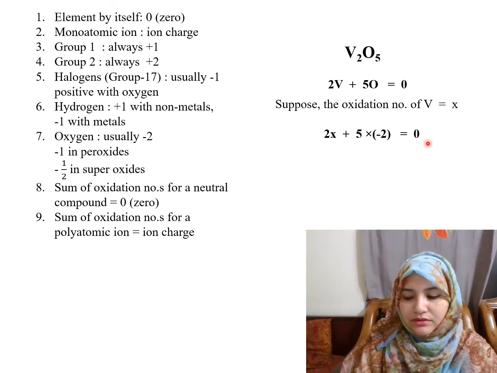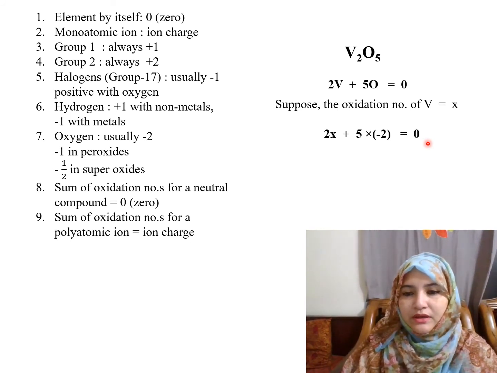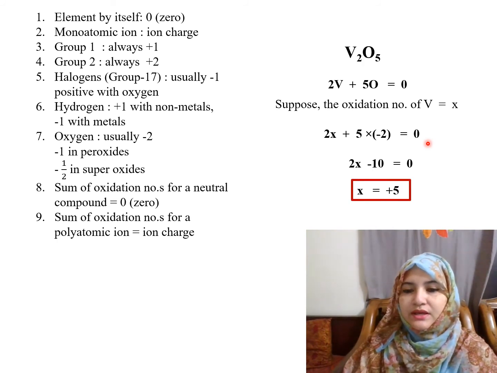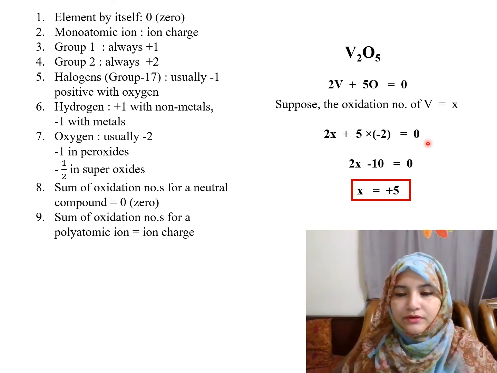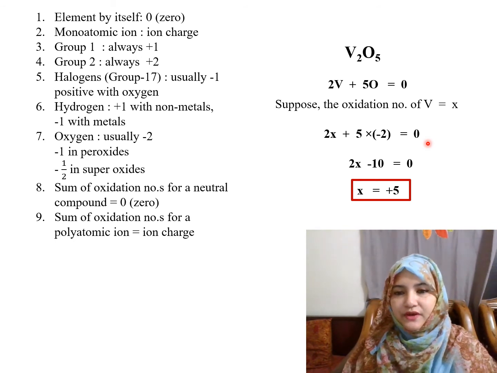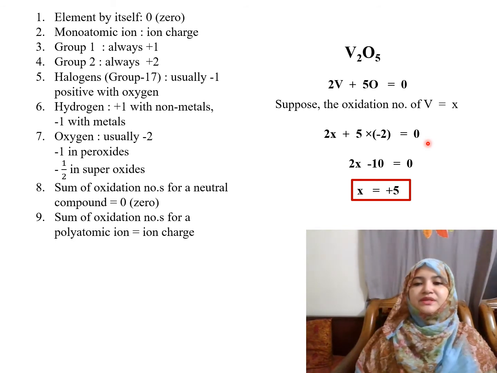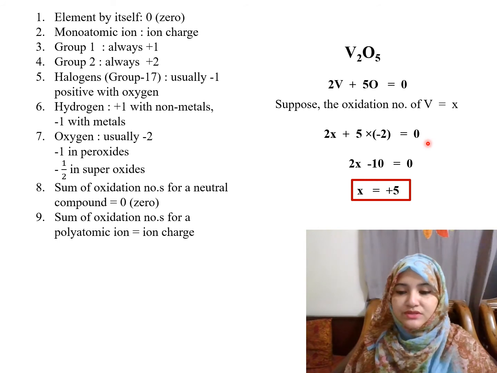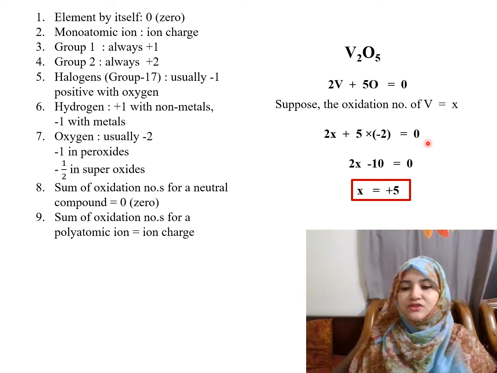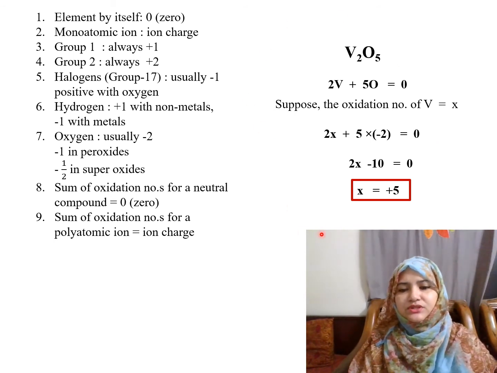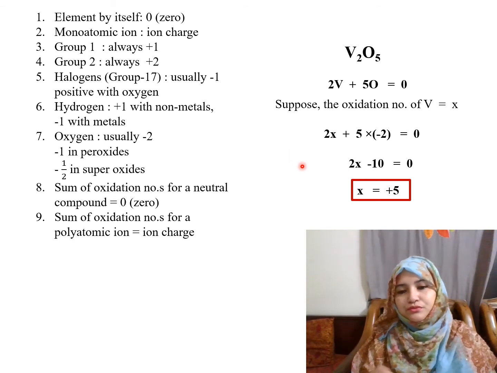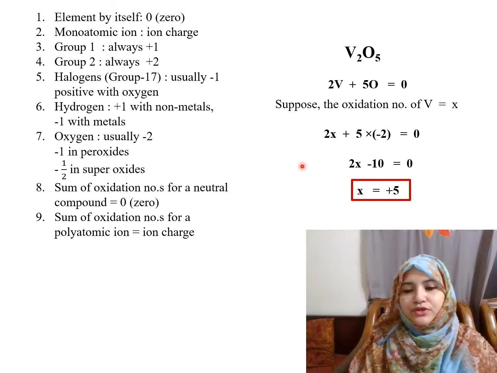Now mathematically we can solve this. 2x minus 10 is equal to 0. Then we have found x is equal to plus 5. That means in vanadium oxide, the oxidation state of vanadium is plus 5. This is an alternate method, and you have to use this method for your CQ.